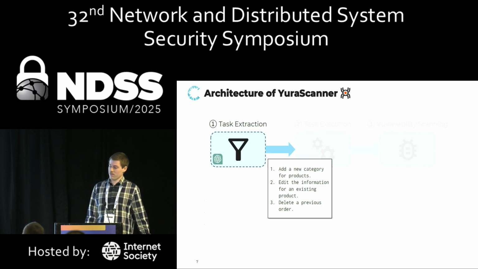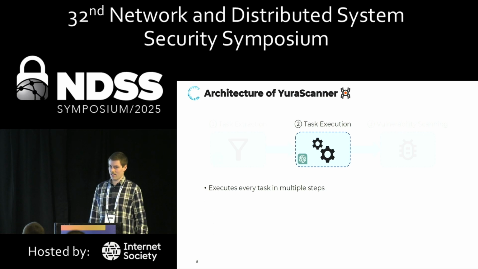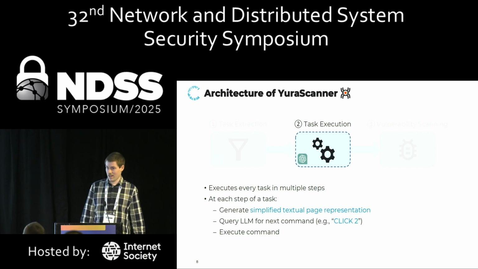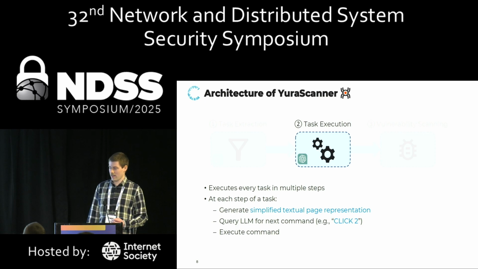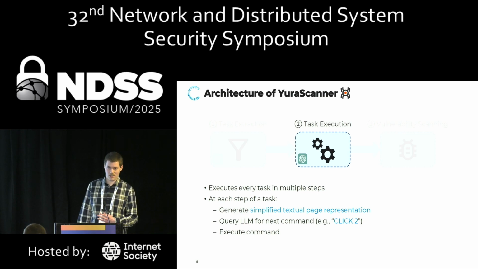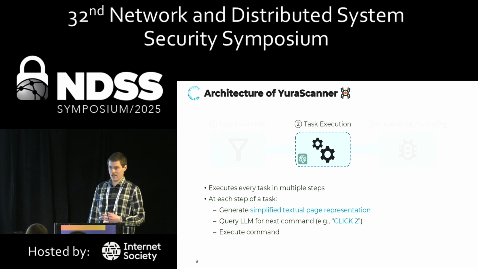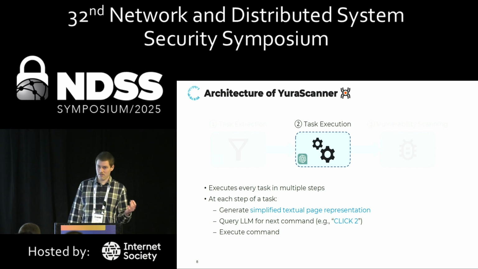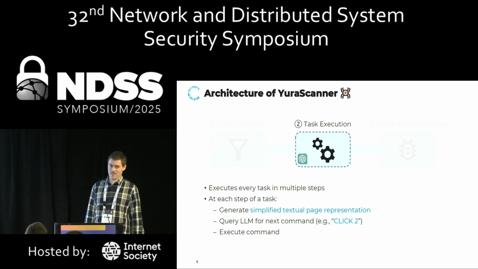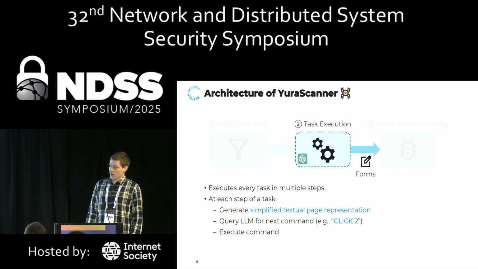As a next step, we give this list of tasks to the task execution module, and this now executes every task in multiple steps. At each step of a task, we start by generating a textual page representation, and then given this page content and the current task, the LLM is supposed to issue the next command, for example, clicking a specific element, and we then execute this command on the page. And now by repeating these 3 steps, the LLM is able to navigate through the web application and hopefully execute the task successfully. While doing so, we collect all the attack surface we discover, which is in our case forms.